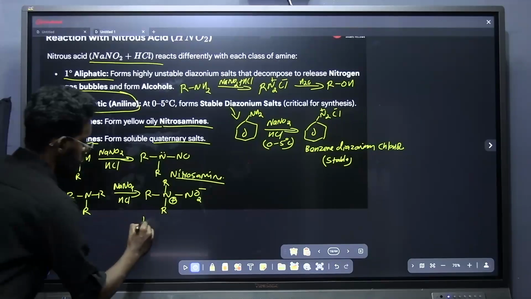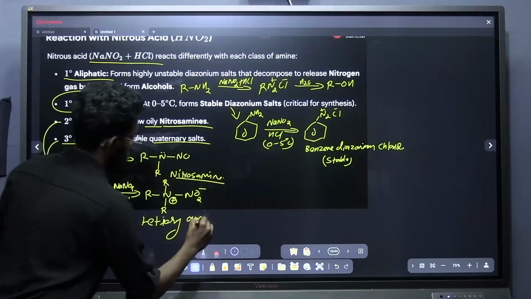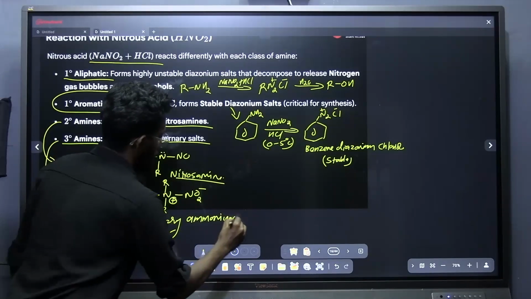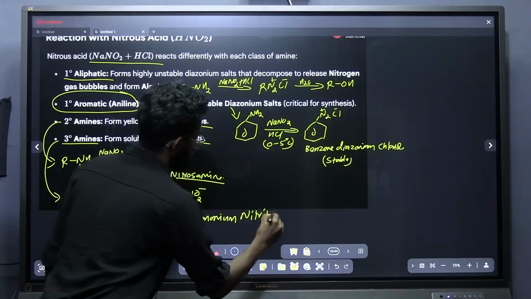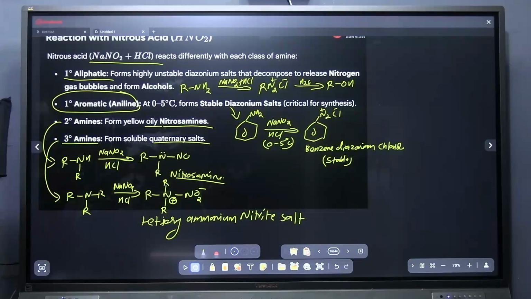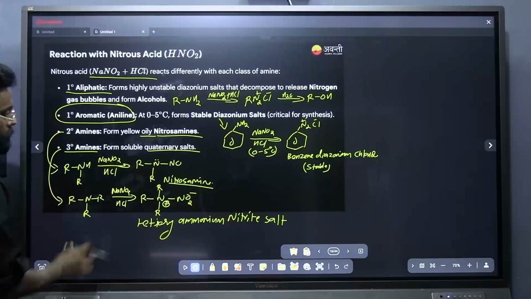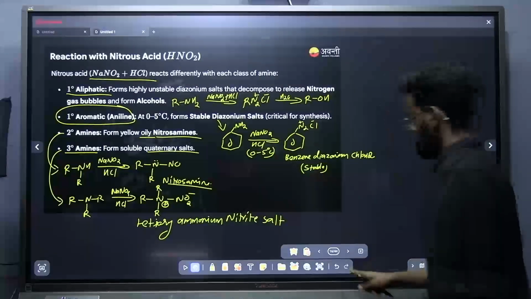Okay, you can write down the note on the name: tertiary ammonium nitrite salt. Just take a screenshot of it. Questions can be asked from any part of this. Moving on.